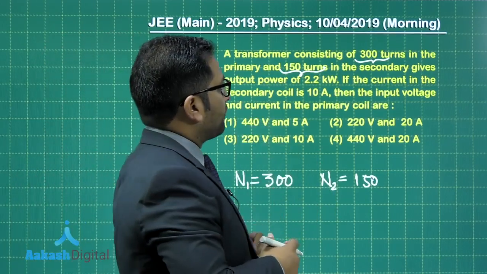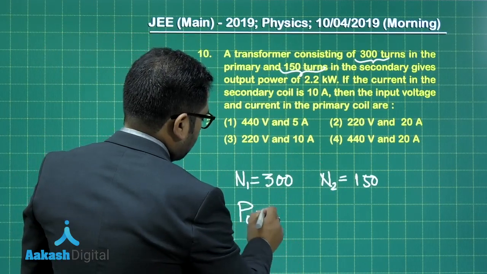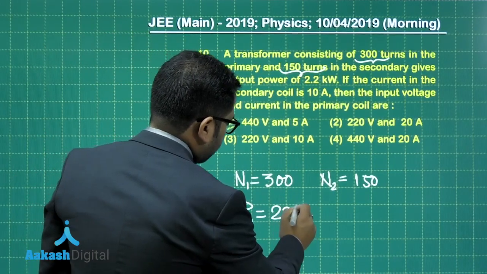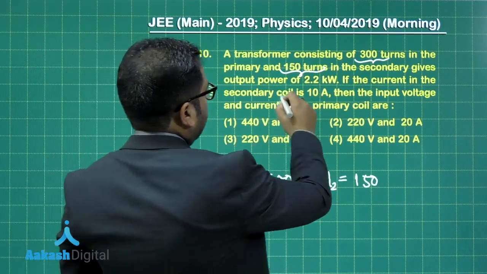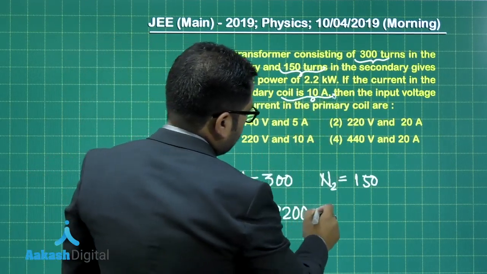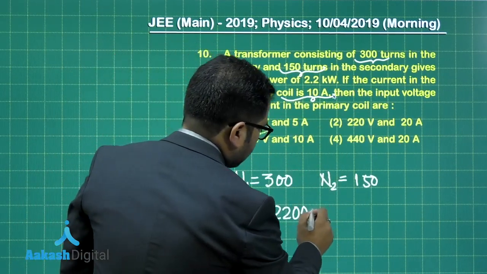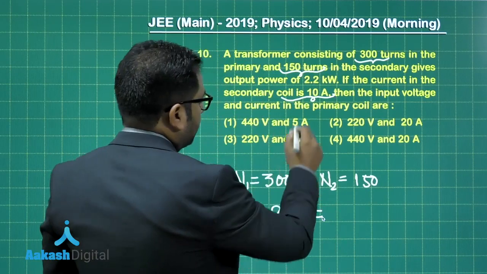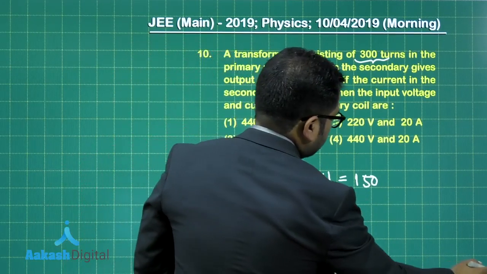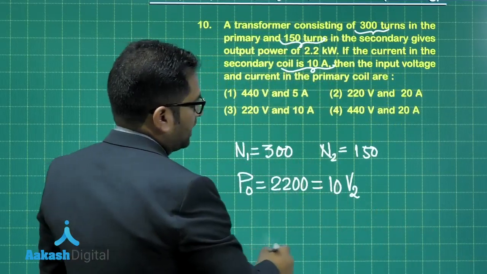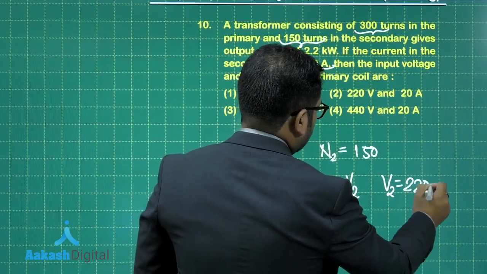The output power is 2.2 kilowatt, which is 2200 watt, and the current in the secondary is 10 ampere. So we need to calculate the input voltage and current. What I will do is denote this output power as V2 into I2, that is V2 multiplied by 10, and you get V2 equal to 220 volt.